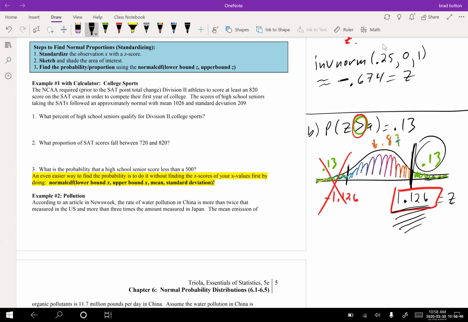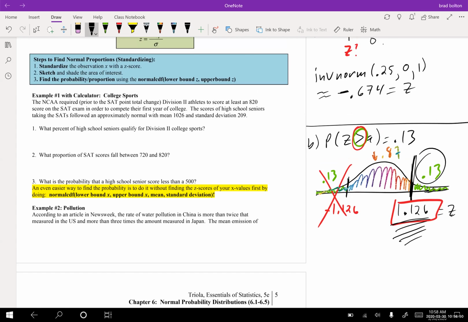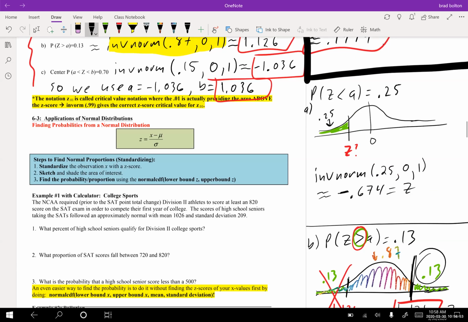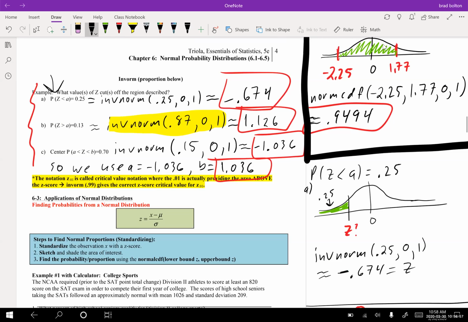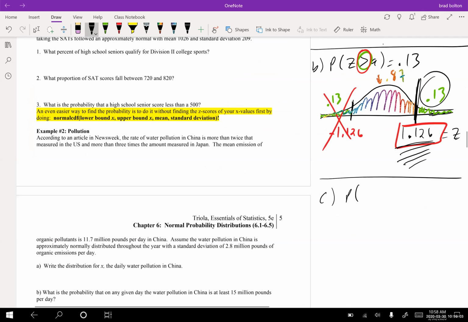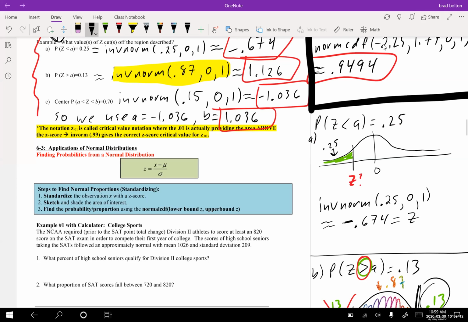Just in case, I'll write it here. I'm going to do the probability that Z is between A and B, and it equals 0.7. I think that's what it was, right? 0.70. Okay, so here's the thing. I'm going to do my drawing again. I'm going to draw my normal curve, and I'm going to have my 0 here.